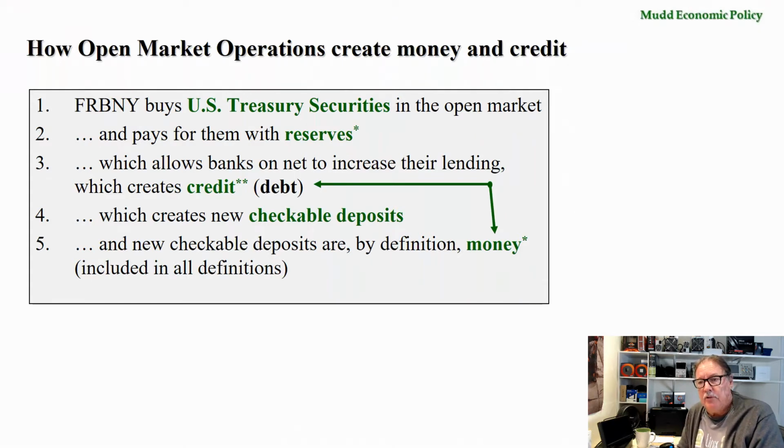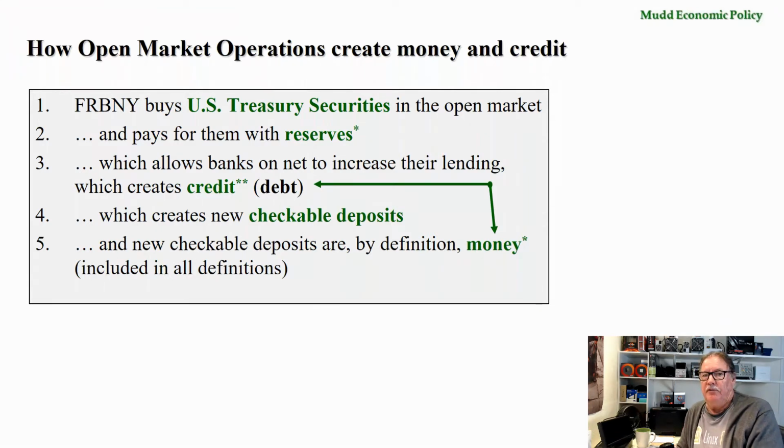This will allow banks on net to increase their lending, and that creates credit, also creates debt because one's a stock and the other's a flow. It also creates new checkable deposits, and new checkable deposits are by definition money, included in all definitions of money. So this, in a nutshell, is how the open market operation is supposed to work. And that's what we're going to look at right here.